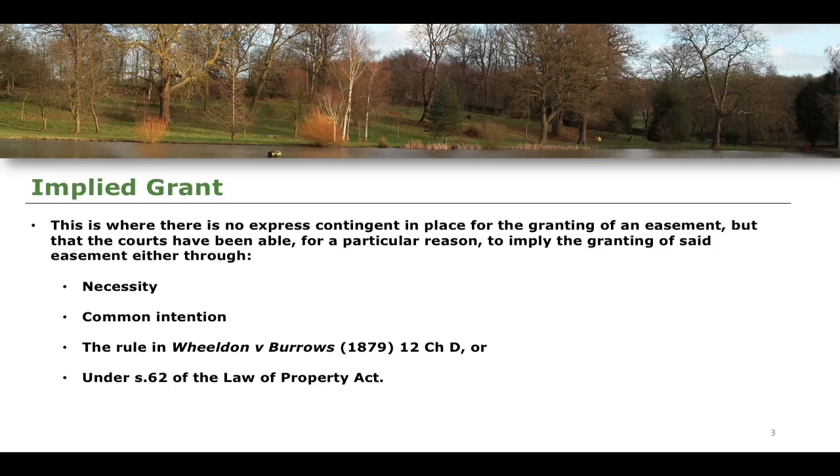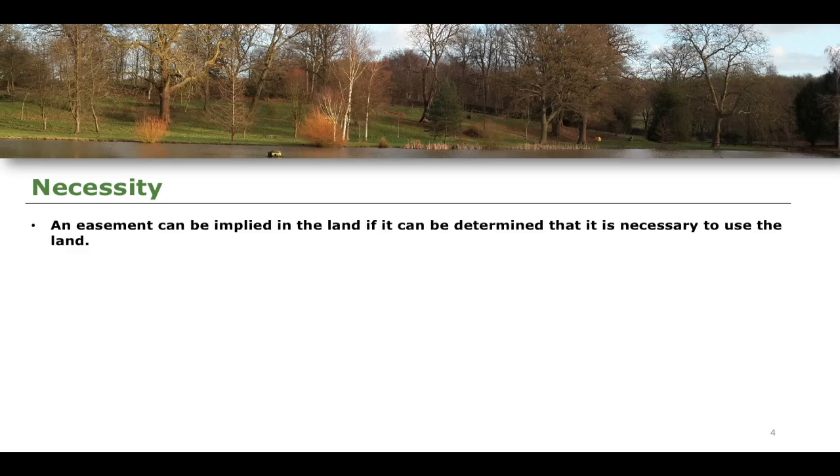So if there is a situation which arises in which the courts feel that it is pertinent to imply the granting of an easement through one of these four methods, then an easement will have existed and have been acquired by this implied grant. Let's begin then with the first of these processes, the concept of necessity in implying the granting of an easement.